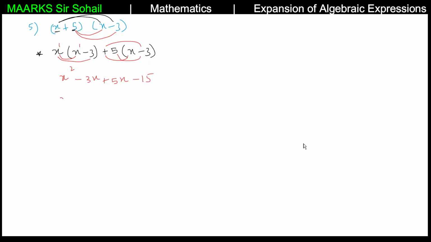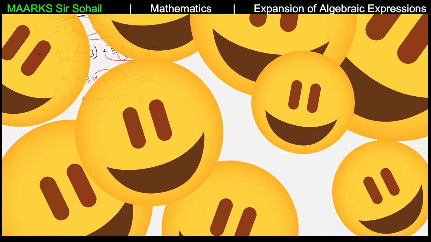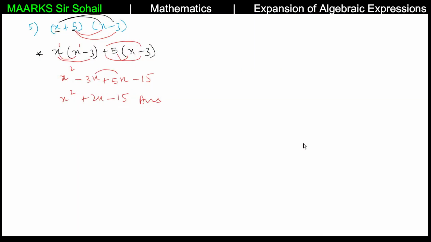Now we have x square, 5x minus 3x will give us 2x and minus 15. So this is our answer. So this is how we can expand or multiply two brackets. Now I'll show you one more example.